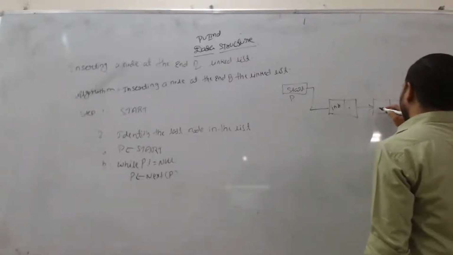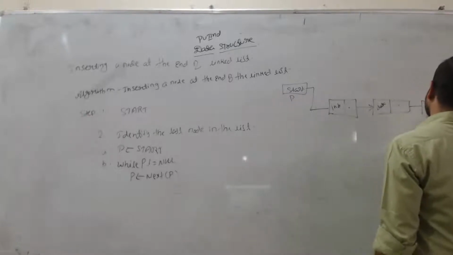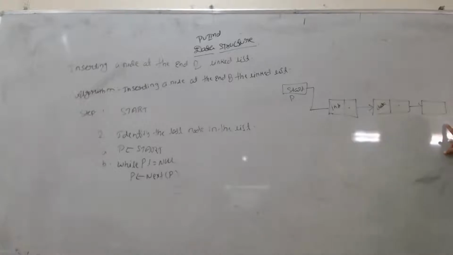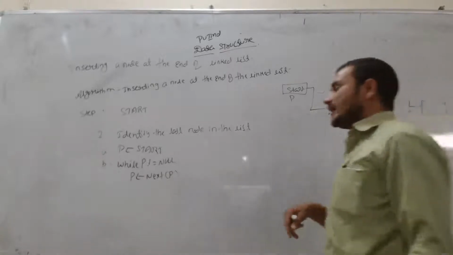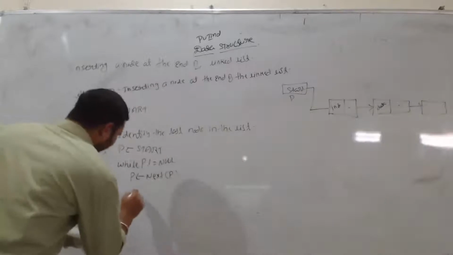Suppose we have three elements, we can take three nodes. No need to take an extra node here. Okay. So while P is not equals to null.